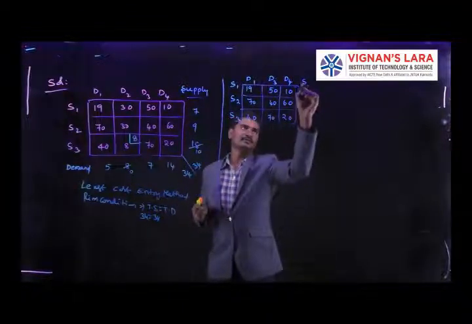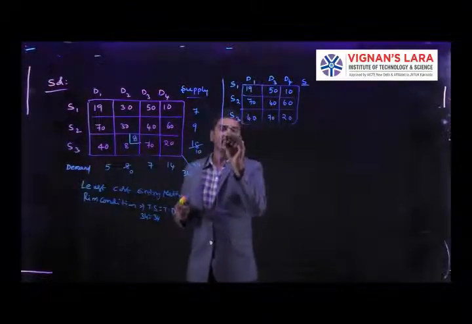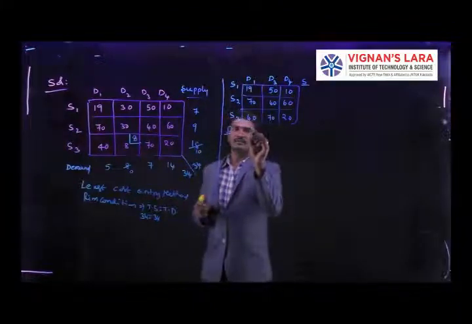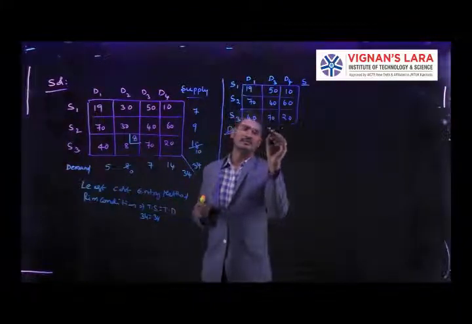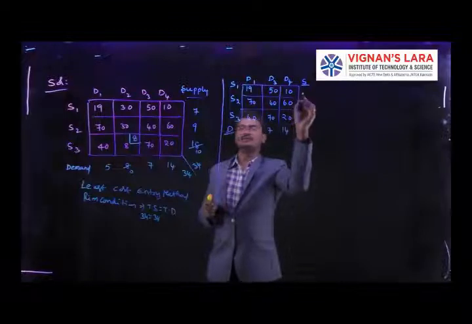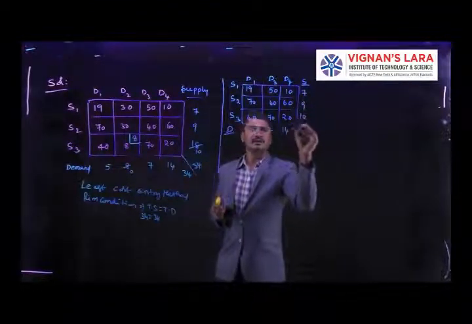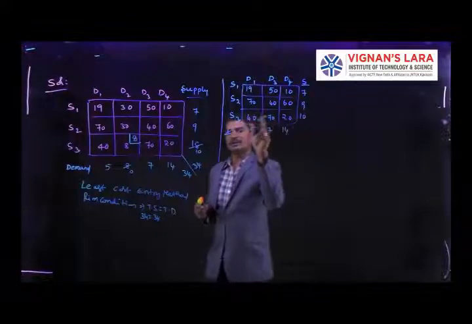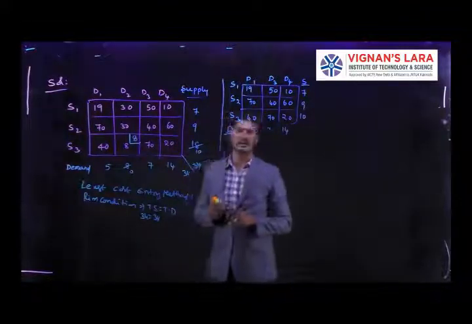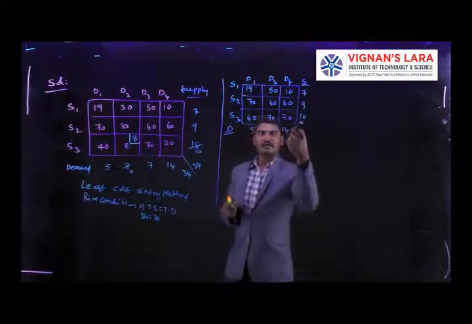Here the total supply I am taking as S, and demand as D. The demand is 5 units, 7 units, 14 units. The supply is 7 units, 9 units, 10 units. Previously we had 18. Already we supplied 8 units to the second demand, so that's why we finally get 10 units.